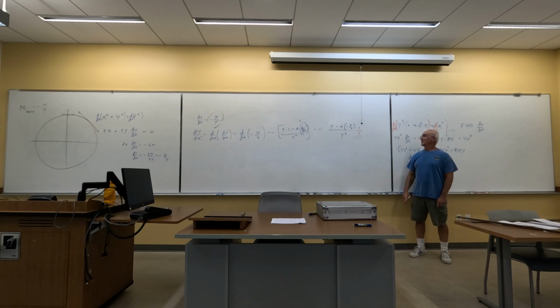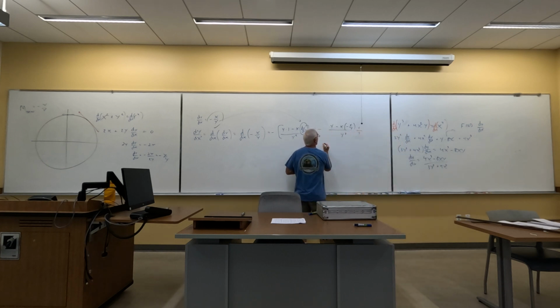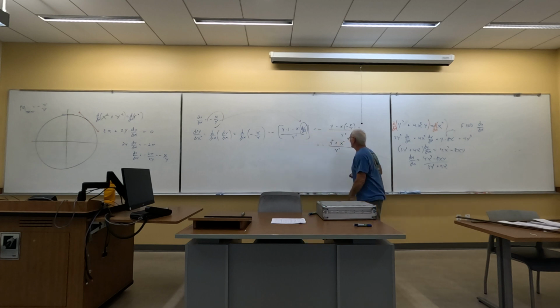Yeah. But that gets rid of the quotient on both top and bottom, doesn't it? Or individual quotients, I should say. So now I've got what? Y squared plus x squared all over y cubed. All right. That's a great answer.